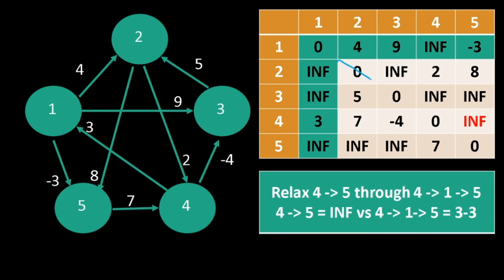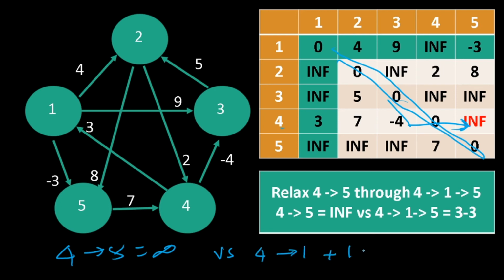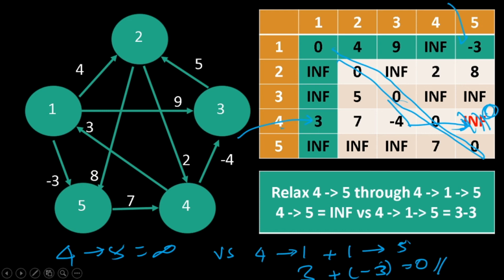We are not bothered about this diagonal. Now let us try to optimize 4 to 5. What is 4 to 5? 4 to 5 is infinity, versus 4 to 1 plus 1 to 5. What is 4 to 1? 4 to 1 is 3 and 1 to 5 is minus 3. So that will be 3 plus minus 3, which is 0. So we will make infinity 0.